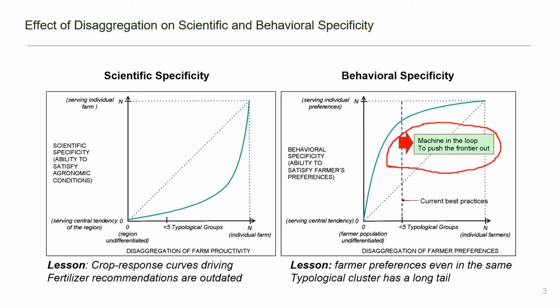For scientific specificity, we found that the crop response curves that currently undergird the fertilizer recommendation, these are the curves that show how much input of fertilizer will give how much yield for a given crop, is completely outdated because it's based on 20 to 30-year-old experiments, which are very difficult and expensive to reproduce. And that's where we also thought maybe a machine in the middle could help. So let's look at what such a machine in the loop does.